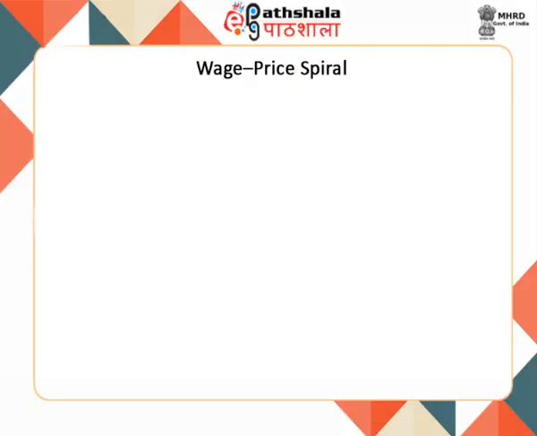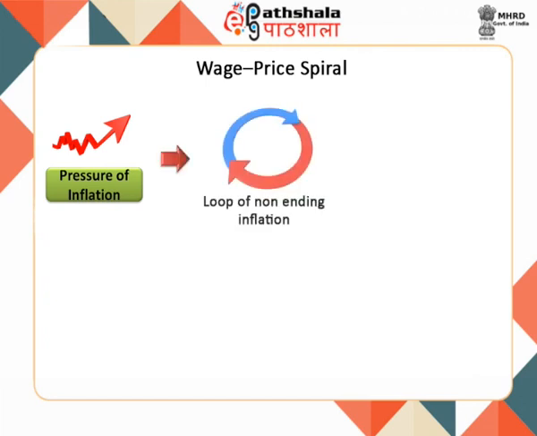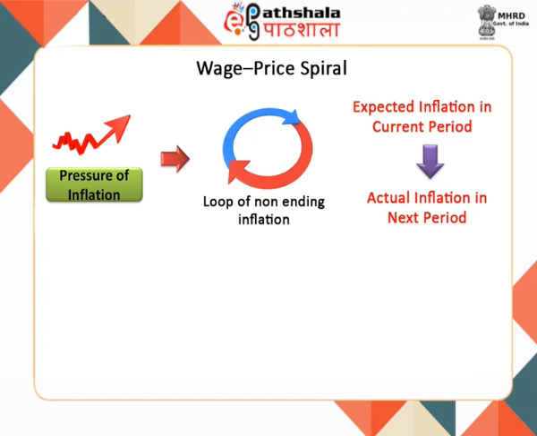Once an economy comes under the pressure of inflation, then it gets trapped into a loop of non ending inflation. Inflation starts working as a self fulfilling prophecy. Expected inflation in the current period turns out to be actual inflation in the next period. The process through which all this happens is known as wage price spiral. Wage price spiral is a phenomenon which turns expected inflation into actual inflation.